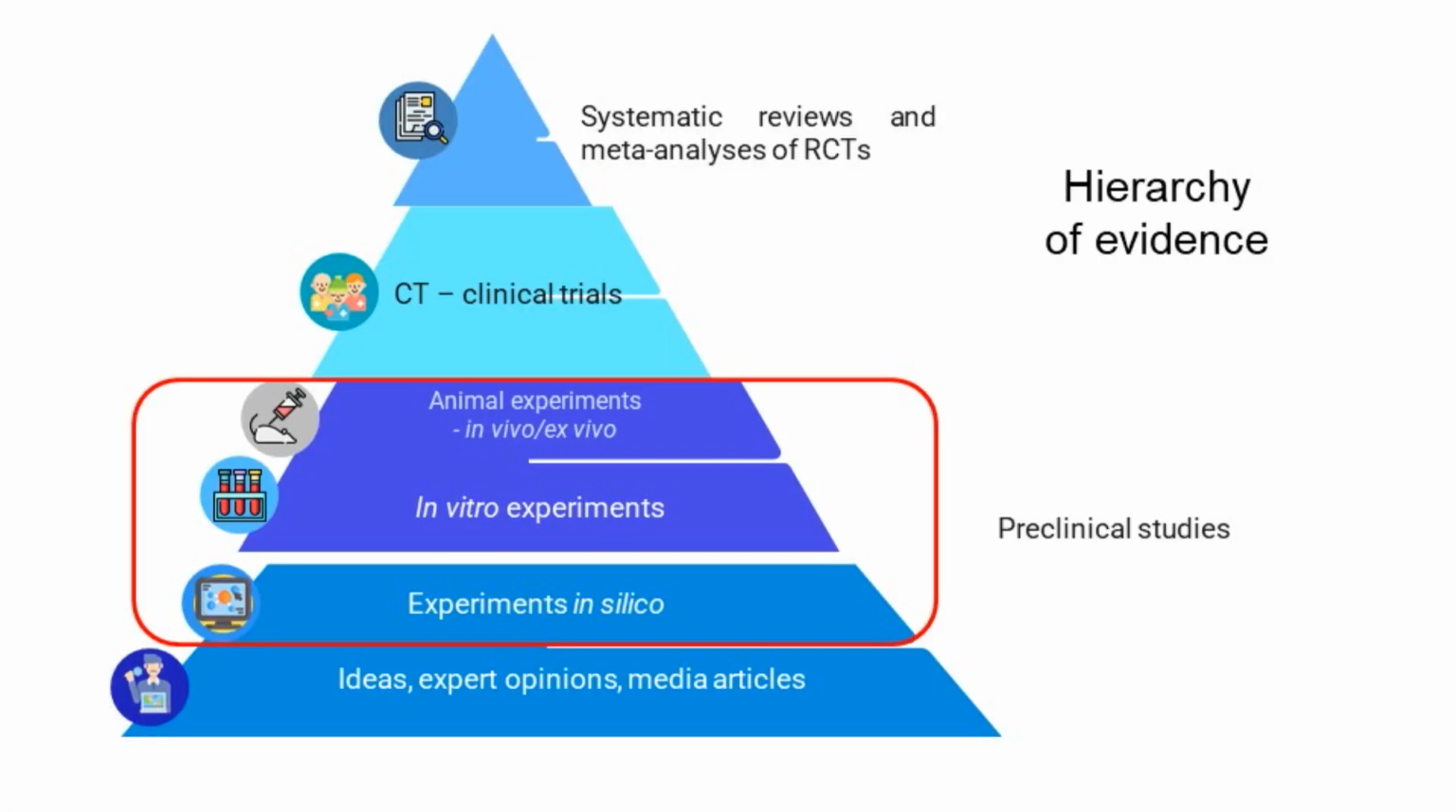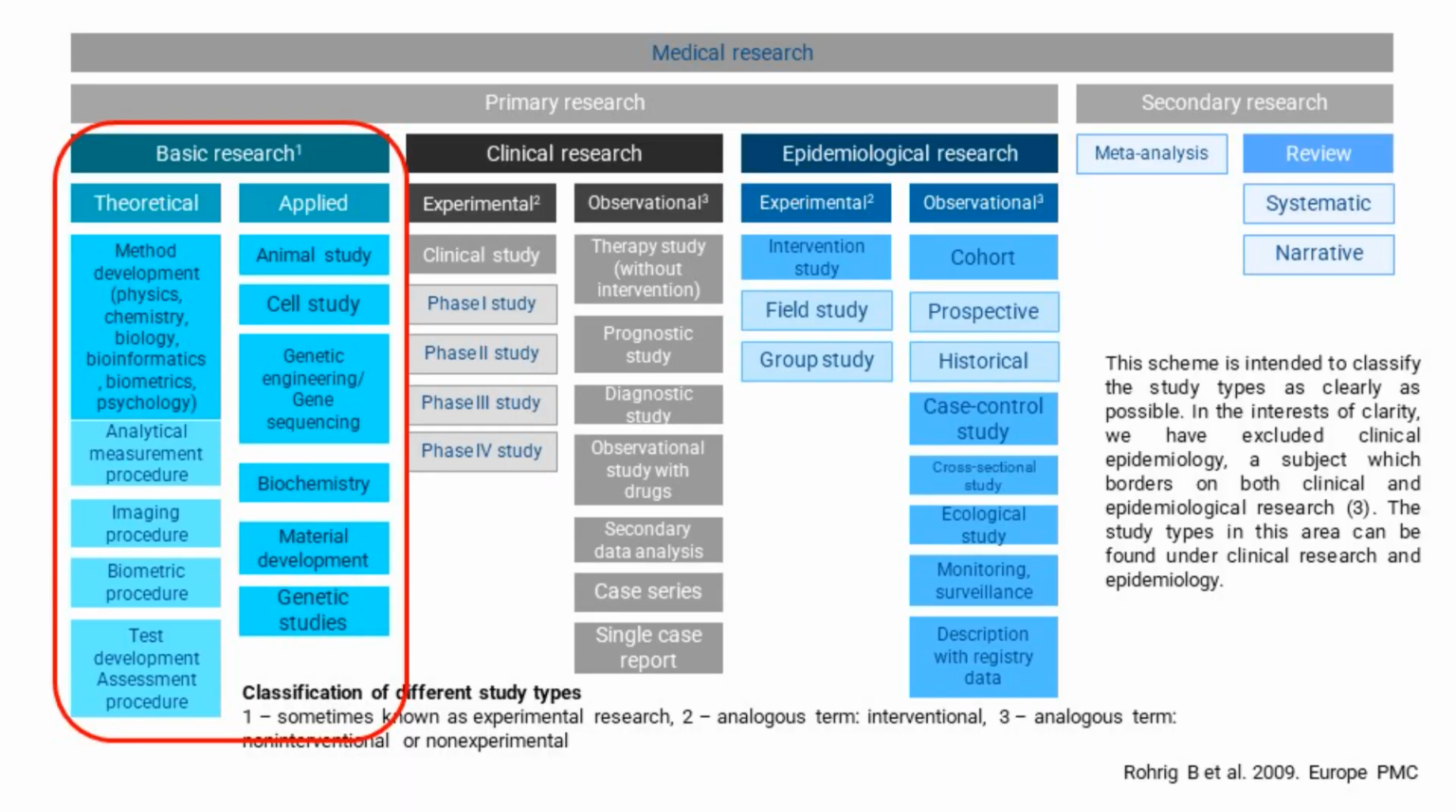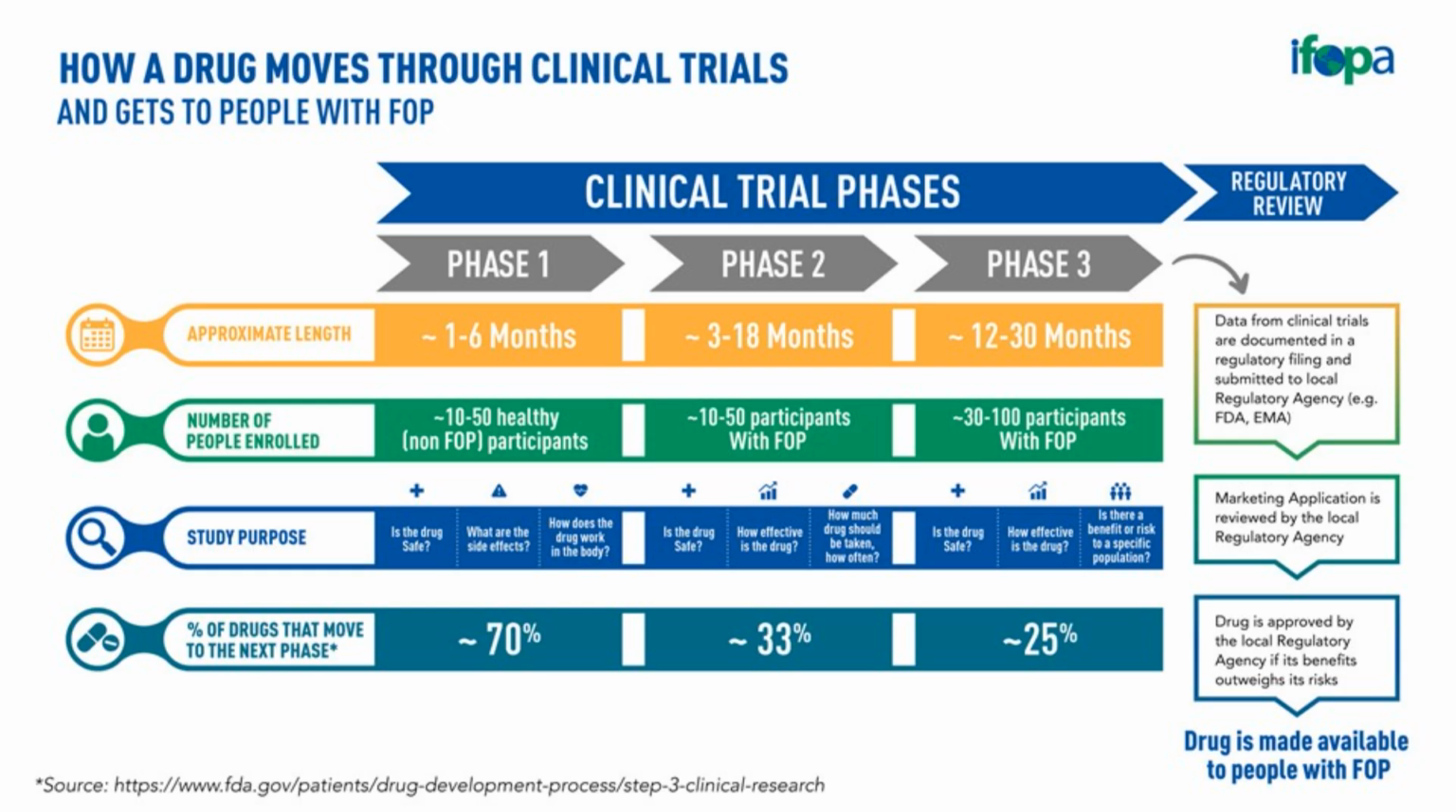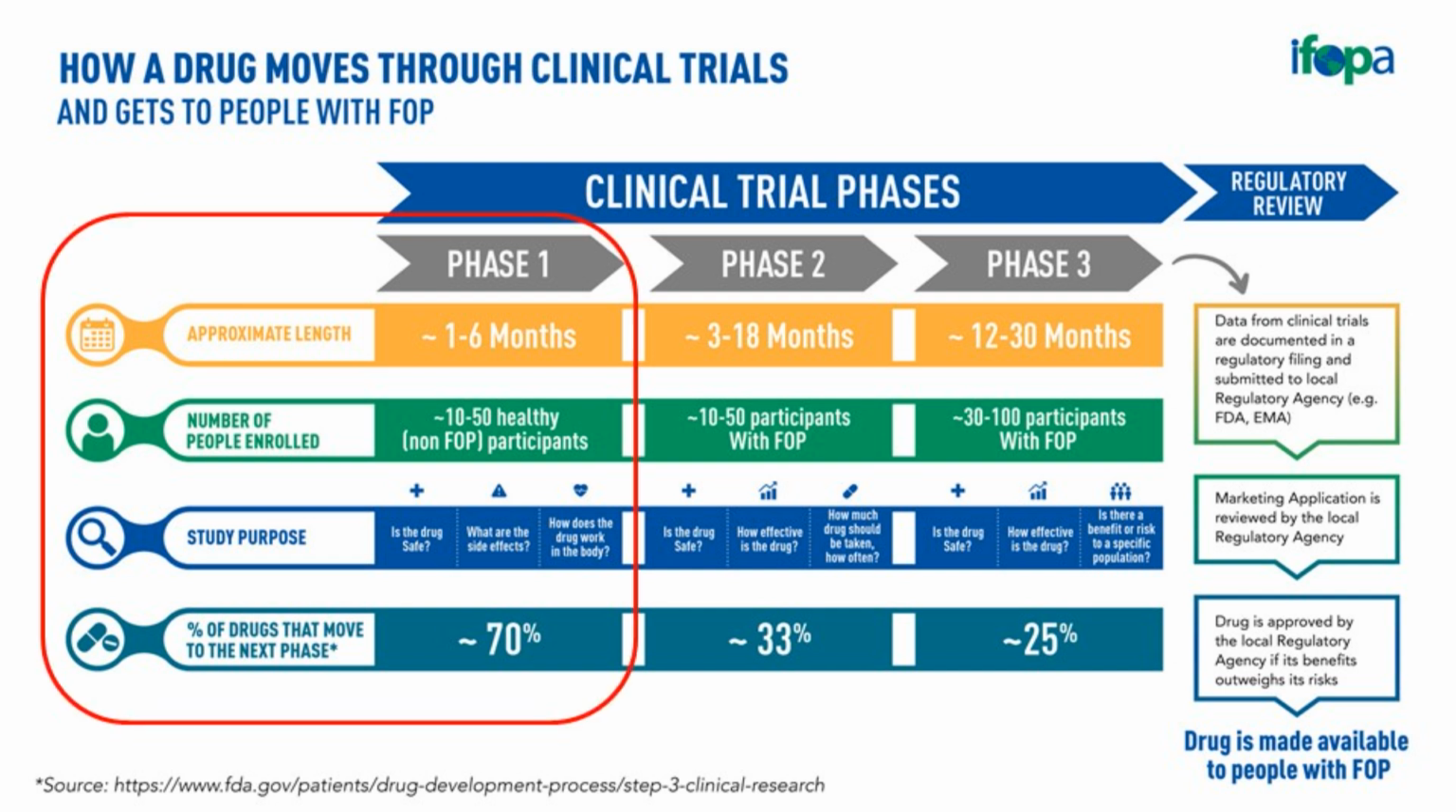You can see this progression more clearly in the pyramid diagram. Drug research begins with computer modeling, followed by studies on cells, then animal testing. These preclinical steps always occur before clinical trials. Let's take a closer look at these phases. Phase 1 lasts approximately 1 to 6 months and involves 10 to 50 healthy volunteers. Purpose: to evaluate safety and determine the appropriate dosage.